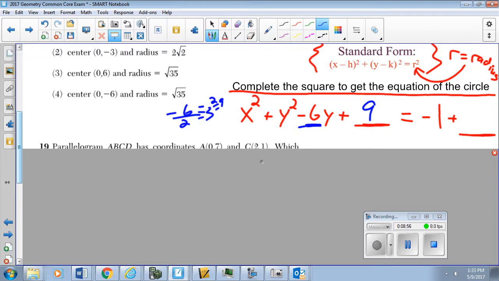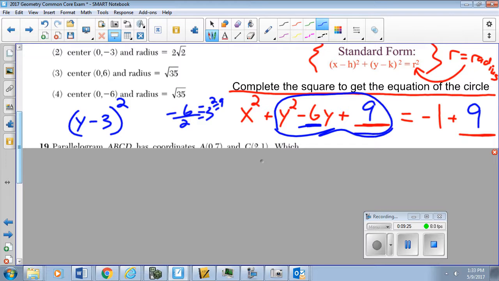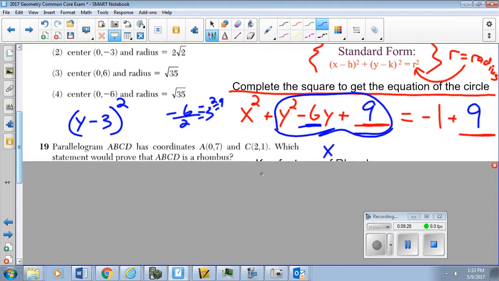All right, we don't want to change this entire equation. So since we added 9 to this side, we need to add 9 to this side. Now, what that does, when you look at this part right here, it's always going to come out with something squared. So we're going to end up with y minus 3 squared. Go back to algebra. If you multiply y minus 3 squared out, you end up with this. So we're going to rewrite this equation now. We end up with x squared plus y minus 3 squared is equal to 8.